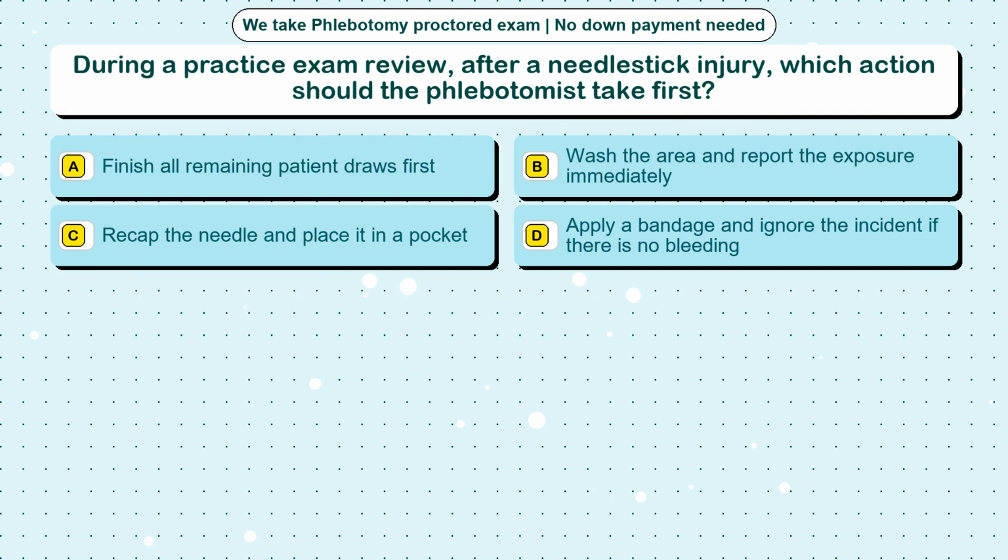Question 64. During a practice exam review, after a needle stick injury, which action should the phlebotomist take first? Option A. Finish all remaining patient draws first. Option B.